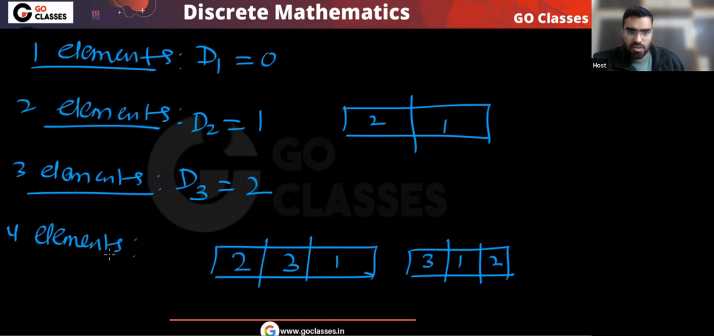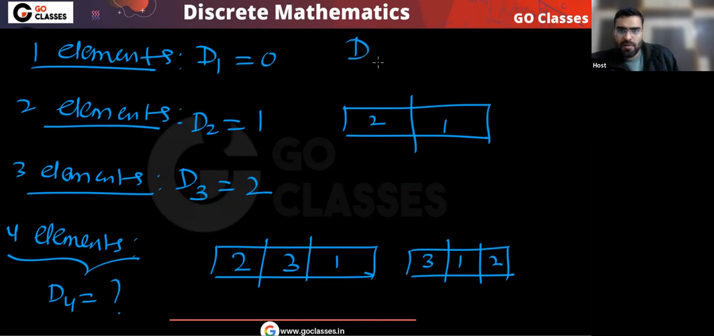So what is D4? You can check it out. We will write the recurrence relation and then we will find. This is what we are going to do. For example, what is D8? If I ask you what is D8, then basically we want a recurrence relation. Yes or no? So let me write a recurrence relation first.